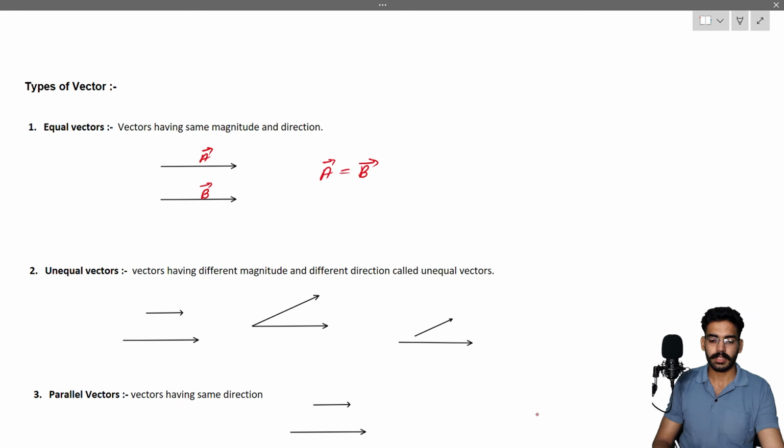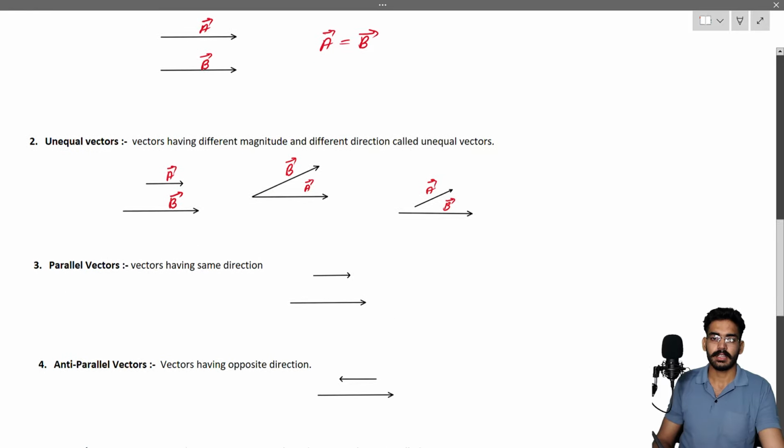Now next thing is unequal vectors. Other than equal vectors, all the vectors we can say are unequal vectors. So this is the A vector, B vector; direction may be the same and magnitude different, maybe magnitude the same but direction different, or maybe magnitude also different and direction also different. Anything. So these we include in unequal vectors.